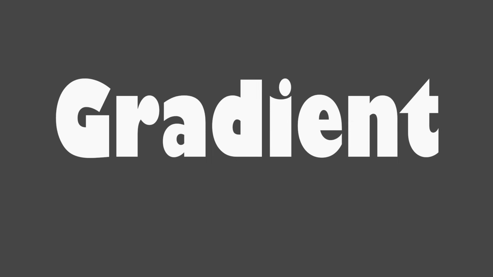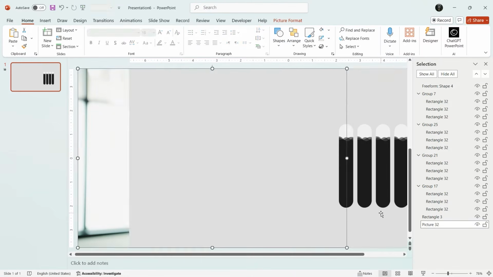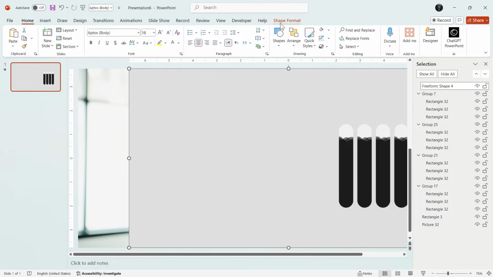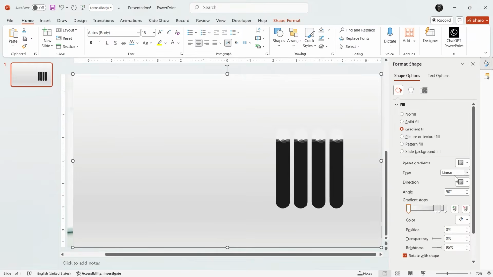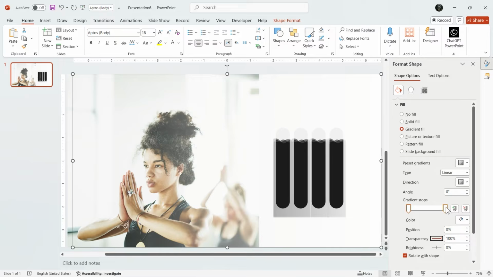Gradient will make your slides awesome. Select the mask and from Format Shape, Fill, Gradient Fill. And then choose the vertical direction and change the spot's color to white. I want to change the transparency of this spot 100%, so the image underneath softly appears through the mask. Adjust other spots.